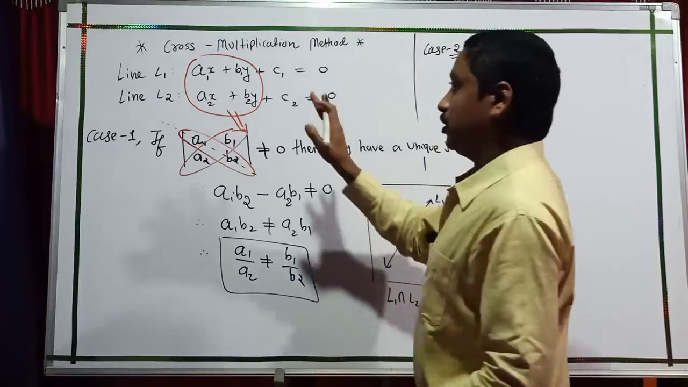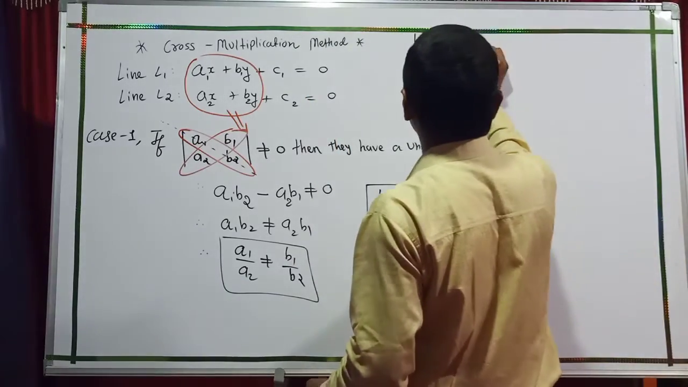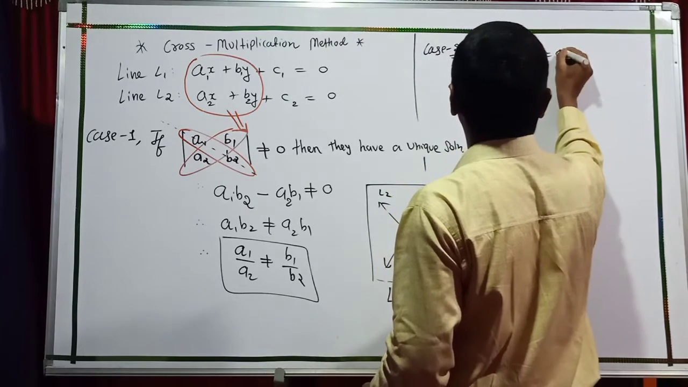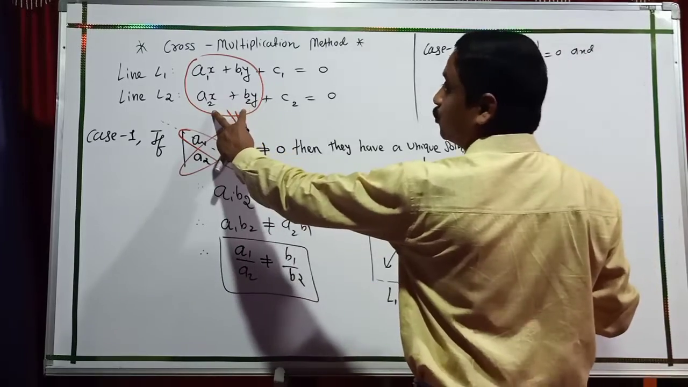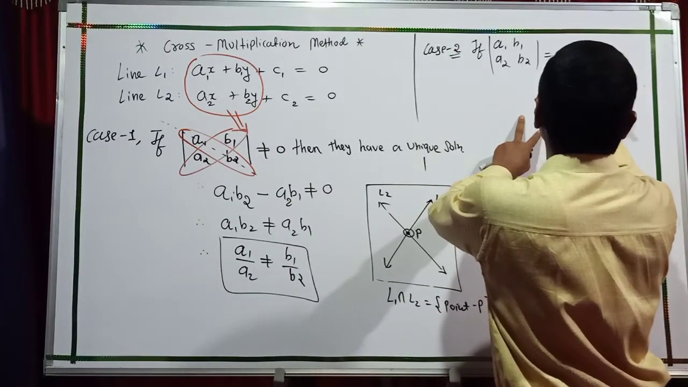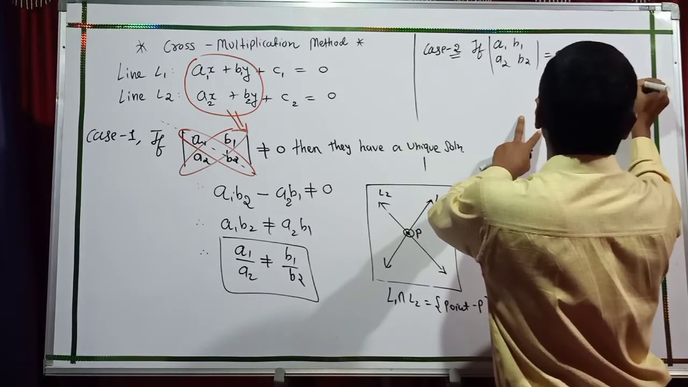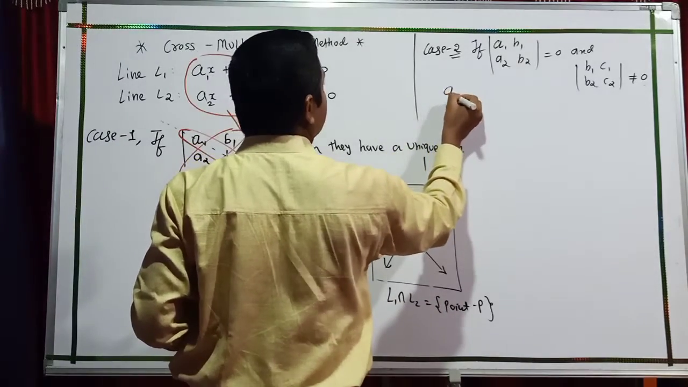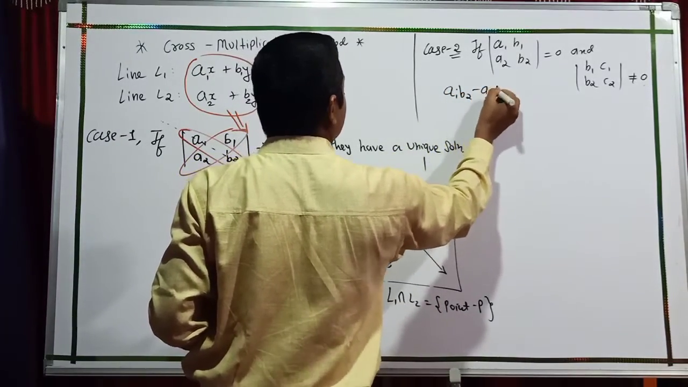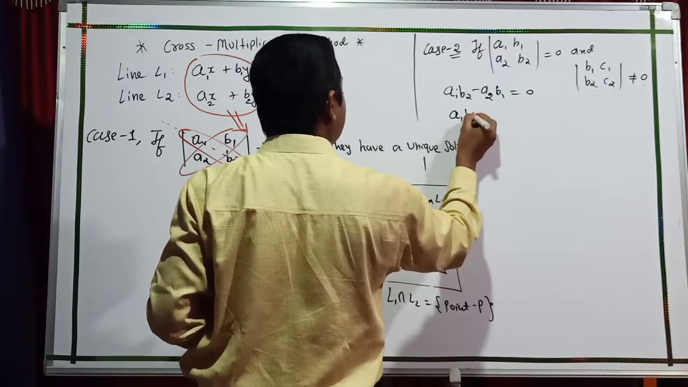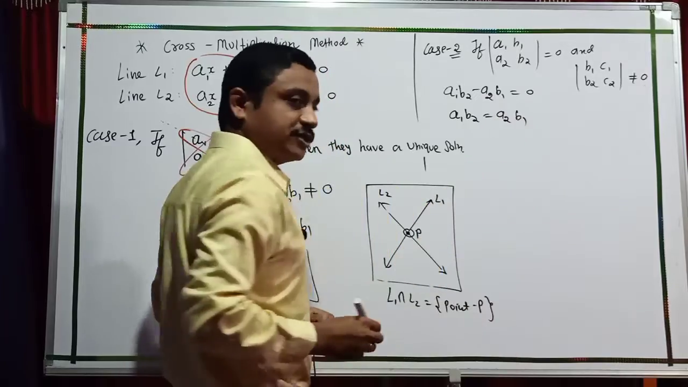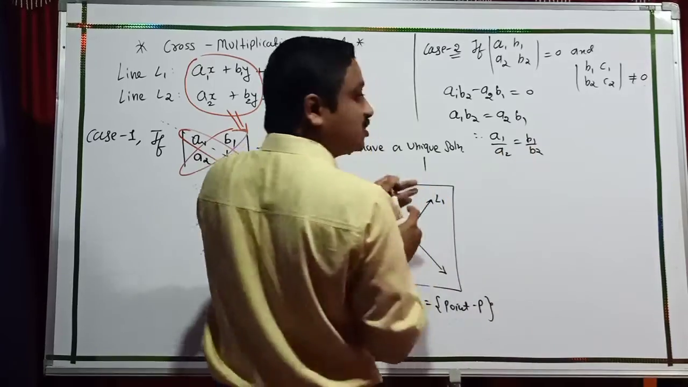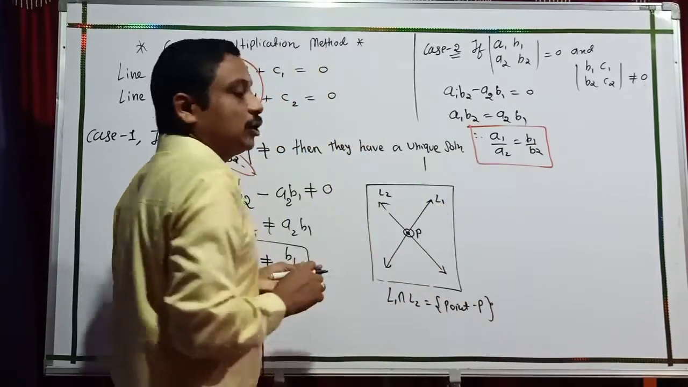Case 2, given the same, but now if A1, B1, A2, B2 is equal to 0, and B1 C1 B2 C2 is not equal to 0, then students, you get no solution, because this calculation is already done here. A1 B2 minus A2 B1 is equal to 0. So what you get? A1 B2 is equal to A2 B1. It means finally you get A1 by A2 is equal to B1 by B2. This is one of the conditions for no solutions.